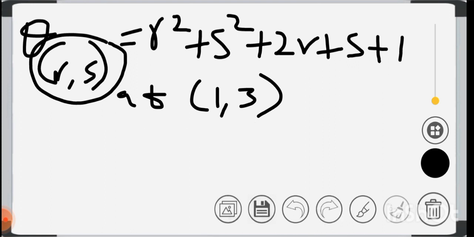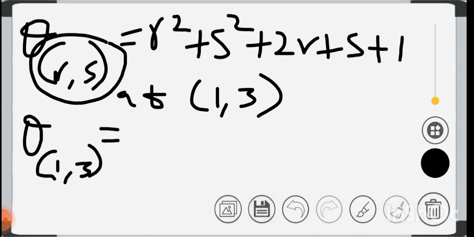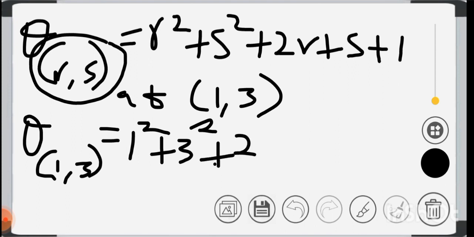So if we want to do it now, we just come and say, okay, theta at (1,3) will be equal to, anywhere you see r, we put 1 squared. Anywhere you see x, you put 3 squared. That's how that is done. Just know what you are doing. That is all. Plus 2r, r is 1, plus x is 3, plus 1.